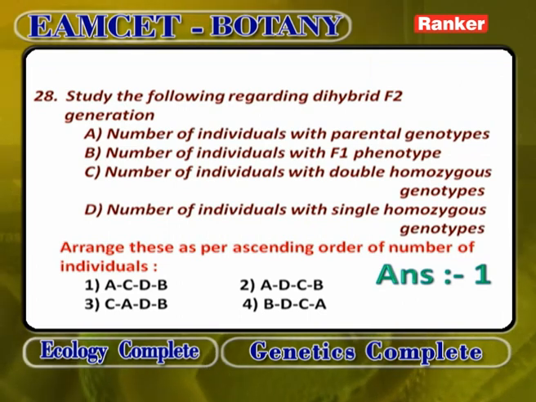So first is always A. Number of individuals with F1 phenotype comes last. Number of individuals with double homozygous genotypes comes after number of individuals with parental genotypes, and then number of individuals with single homozygous genotypes, so the answer is A, C, D, B. A comes first, C comes next, D then, B last. So arranging in ascending order of number of individuals means A, C, D, B.